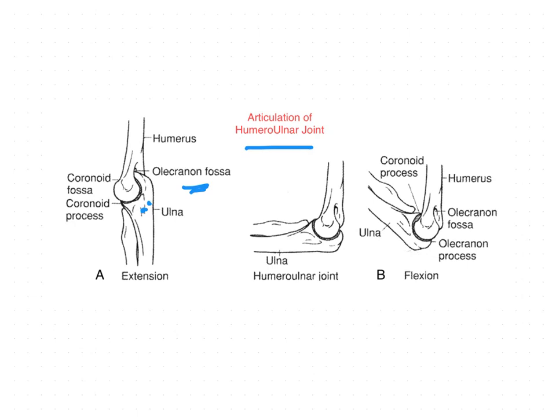In the case of flexion, the trochlear ridge of the ulna slides along the trochlear groove, the same way, but now it slides anteriorly. The ulna slides along the trochlear groove until the coronoid process reaches the floor of the coronoid fossa. So that is the end part of the sliding motion of the humero-ulnar joint.